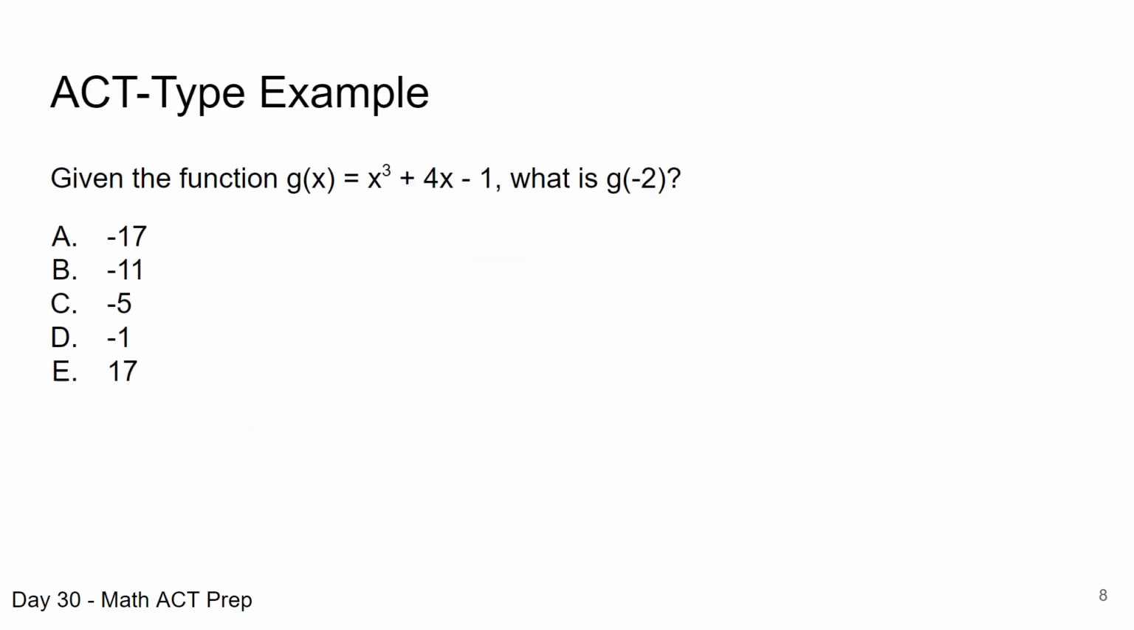Let's take a look at this ACT type question. Work the question here for yourself and come back and we'll work it together. The question says, given the function g of x equals x cubed plus 4x minus 1, what is g of -2? So what we're going to want to do is everywhere there's an x in g of x, we're going to plug in a -2.